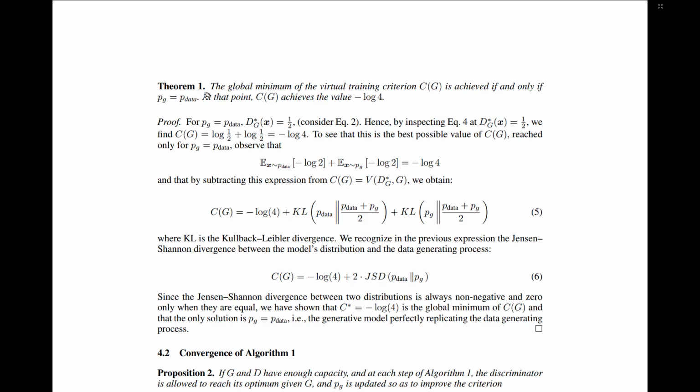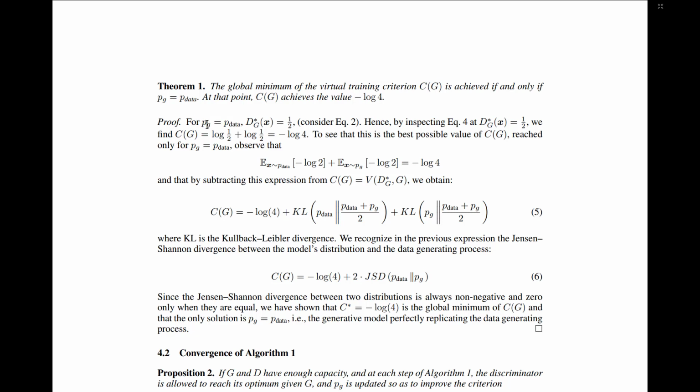Now, looking at theorem 1, it said that the global minimum of the virtual training criterion, that's C of G, is achieved if and only if pg equals p data. So actually, in this case, since we're dealing with GANs, our global minimum, because our aim is to make sure the fake data resembles as much as possible the real data. And at that point, C of G achieves the value of negative log 4. So we shall prove this quickly.